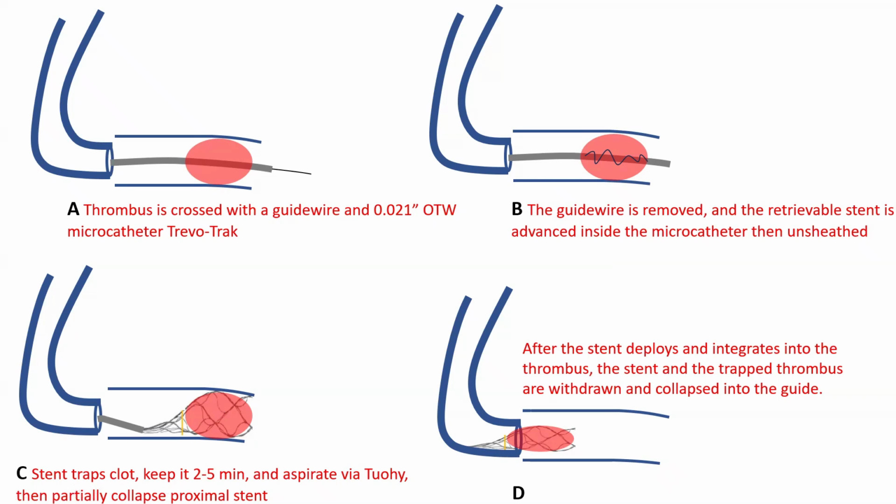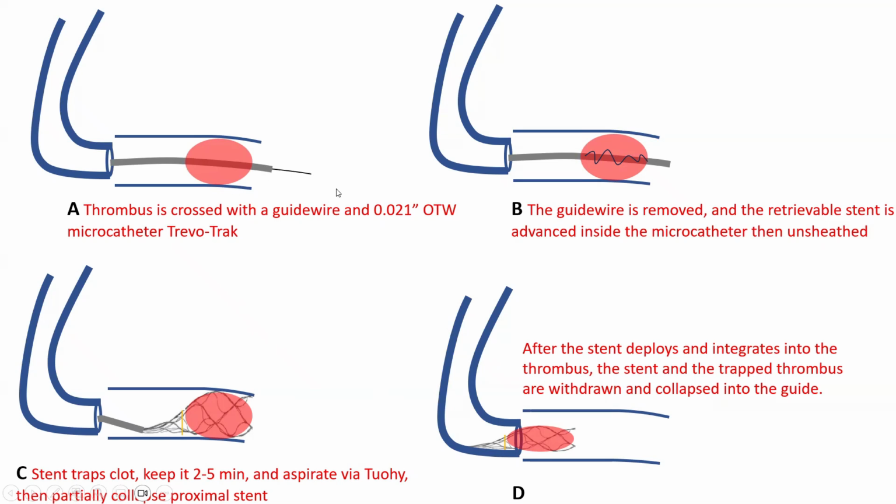We give it a few minutes, 2 to 5 minutes, to allow it to gradually expand and trap that thrombus. All the while, we could be aspirating clot through the guiding catheter. Then after the stent is deployed, we pull the system into the guiding catheter, which will collapse it, and we pull it all the way out.